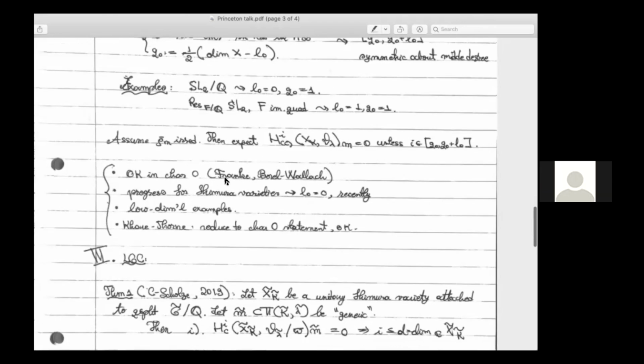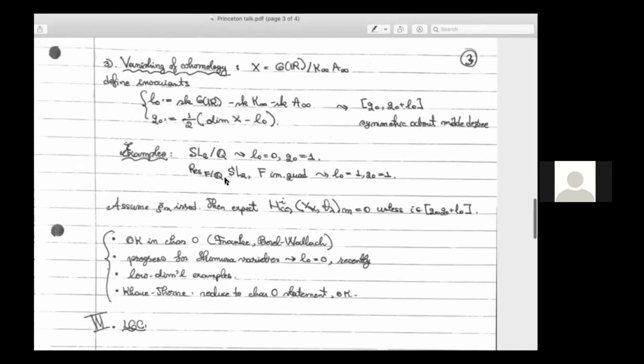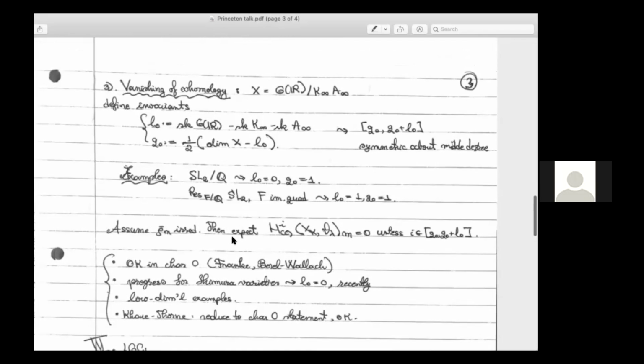Why do you need the irreducibility of the Galois representation to get this result in characteristic 0? Is that the question? Yes, that's the question.